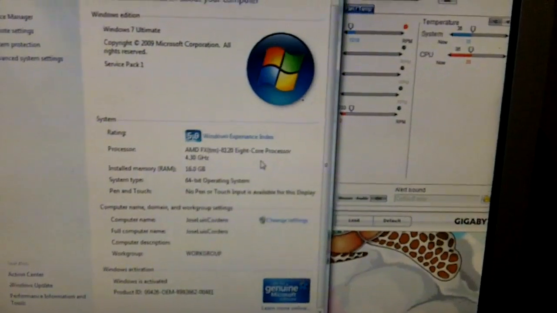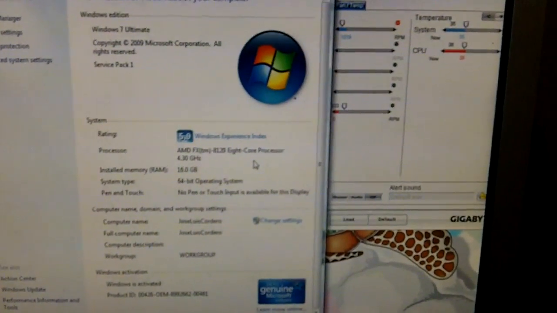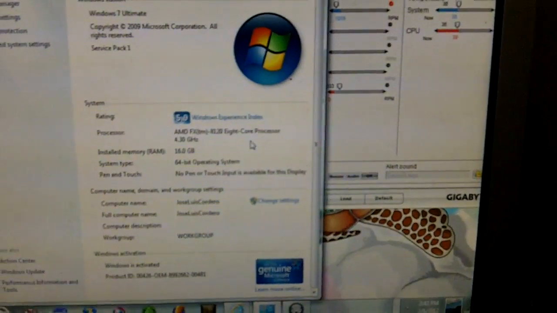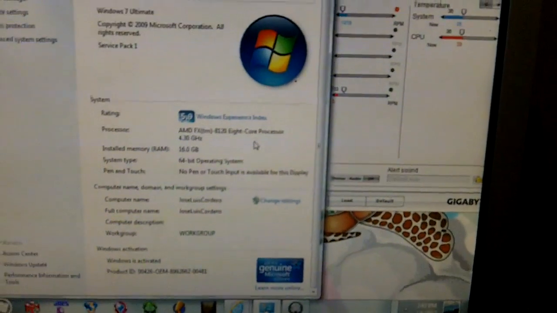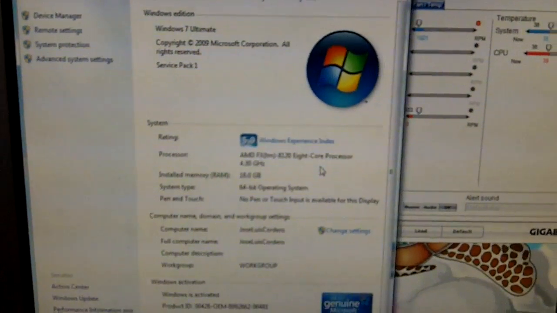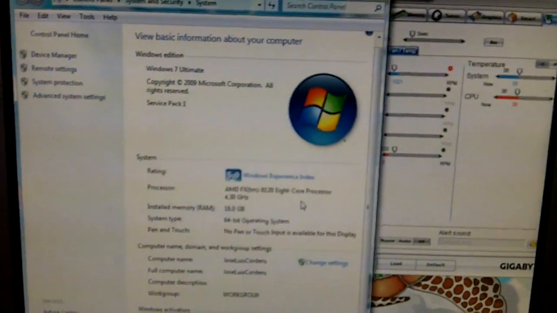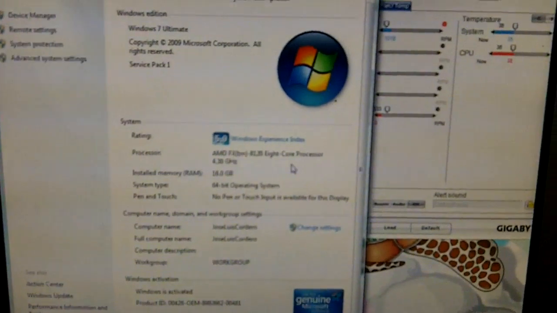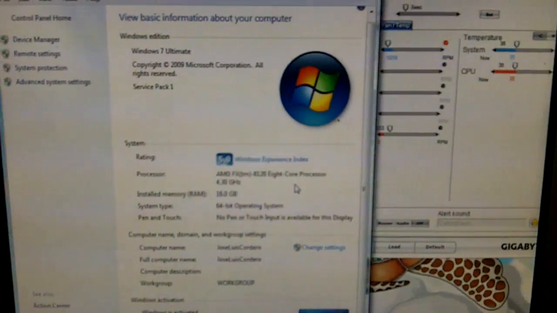I do suggest if you're going to use liquid cooling or water cooling, make sure, one, you know what you're doing, and two, you know what you want for your system for overclocking. But overall, this is a major improvement in clock speeds over a Phenom II X6.